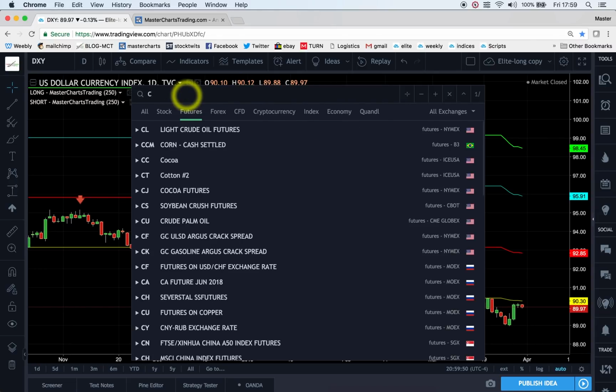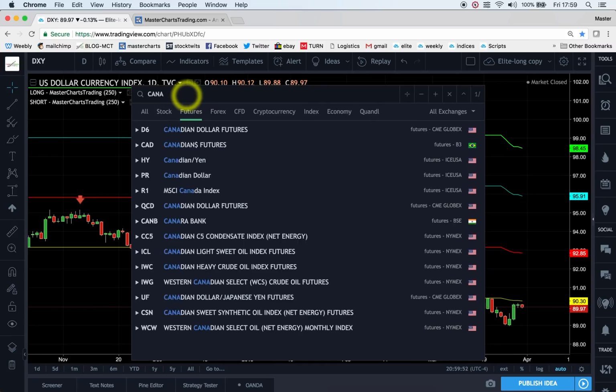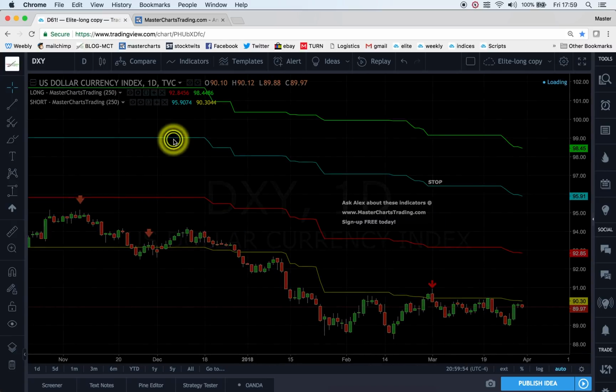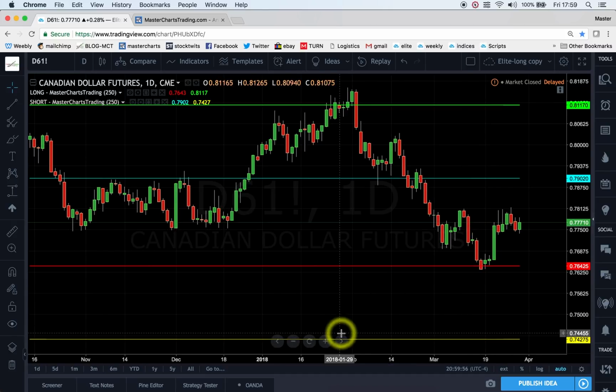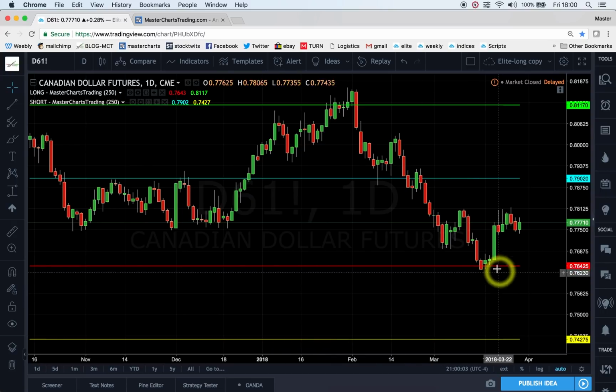Let me see, this Canadian dollar is, let me see what it is, D6, okay, D6, 1 exclamation point. So here what I'm kind of liking about this chart, and this is Canadian dollar futures, is this breakdown on the 16th of March. And if indeed this is true, that means Canadian dollar futures are already in a bear market.